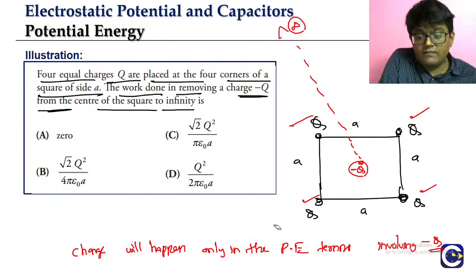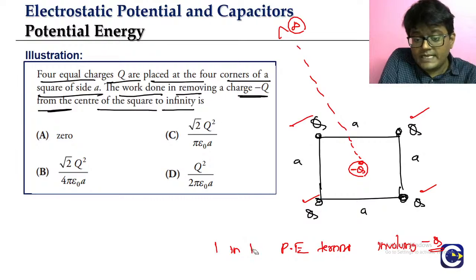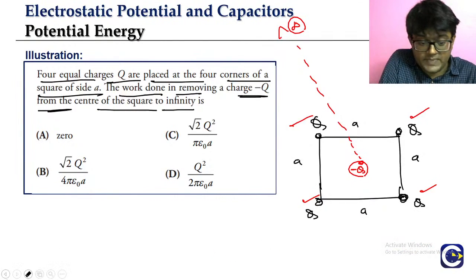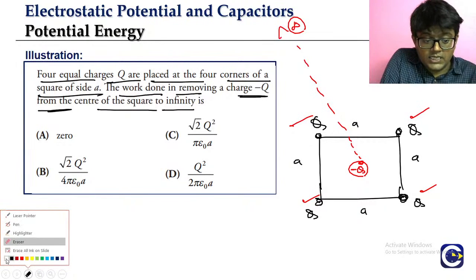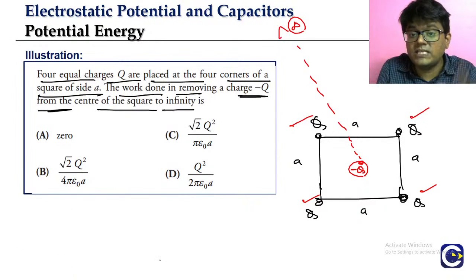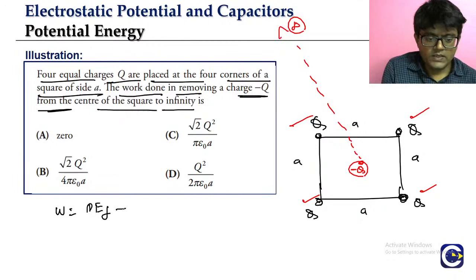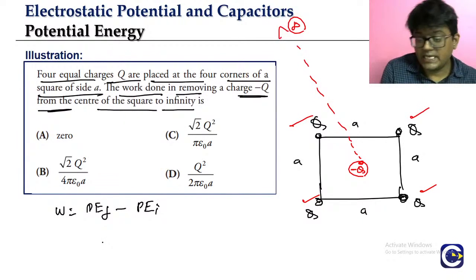So now, when we want to find the work to be done, when we are disturbing, changing or modifying a charge arrangement, what have we said? The work to be done will be equal to what? Change in potential energy. Work to be done is what? Change in potential energy.